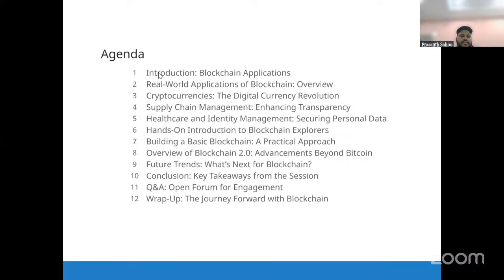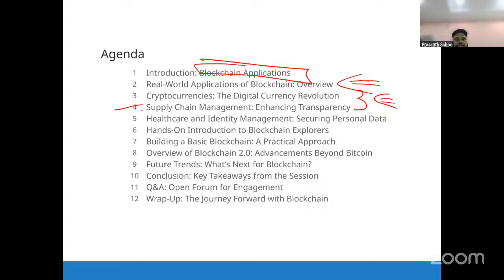Okay, hope my screen is visible to each and every one of you. So as you have seen right now, this is the agenda. First, we are going to cover topics related to applications of blockchain technology. And then we will move towards the real world applications which are available and how we are using blockchain in cryptocurrencies. We'll have a look.